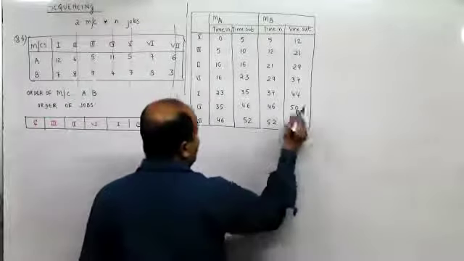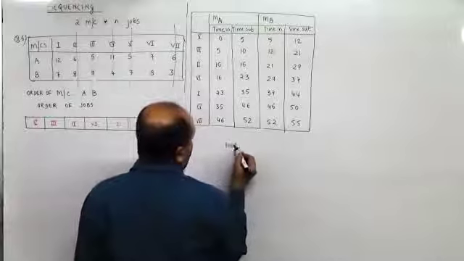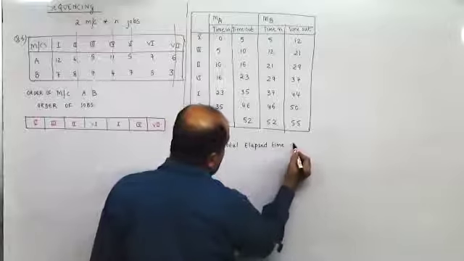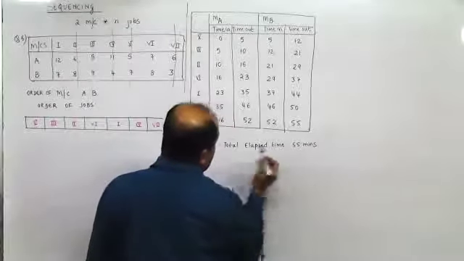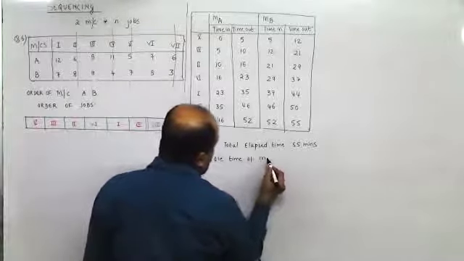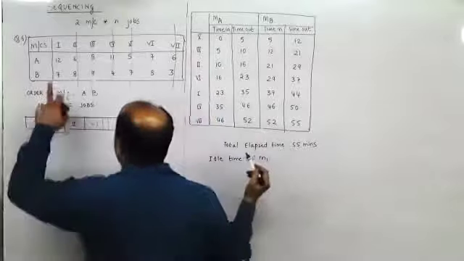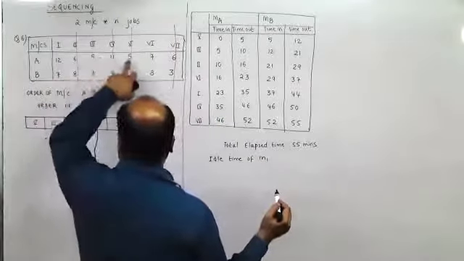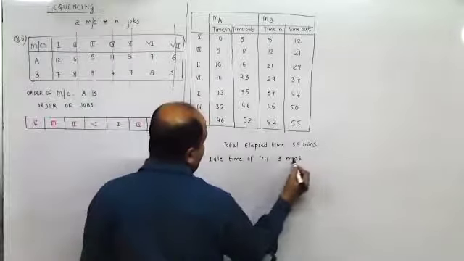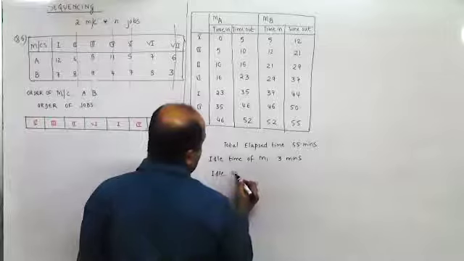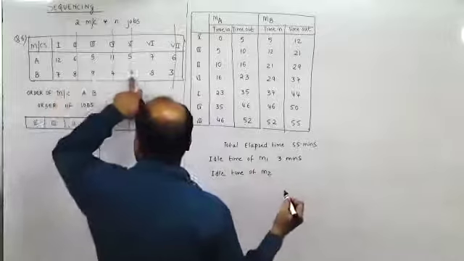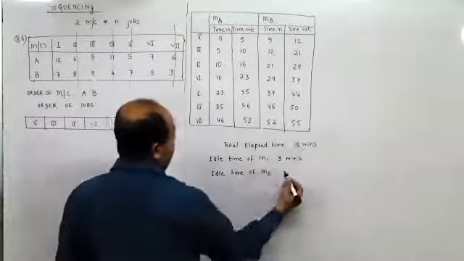So total elapsed time is 55 minutes. Idle time of machine 1 is, you add 12, 6, 18, 5, 23, 11, 34, 5, 39, 7, 46, 52, 3 minutes. And idle time for machine 2, 8, 15, 9, 24, 28, 35, 43, 46, 55 minus 46 is 9 minutes.